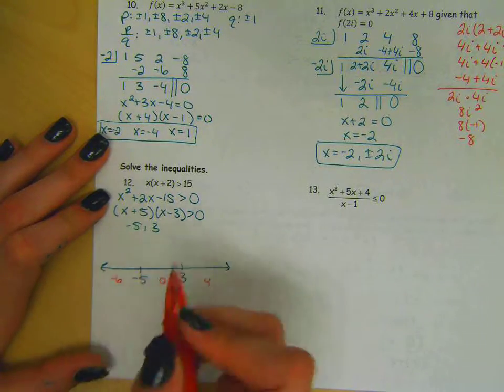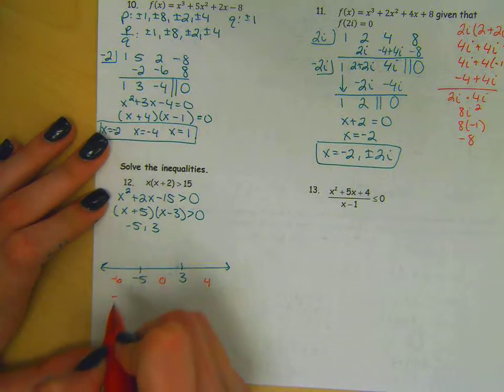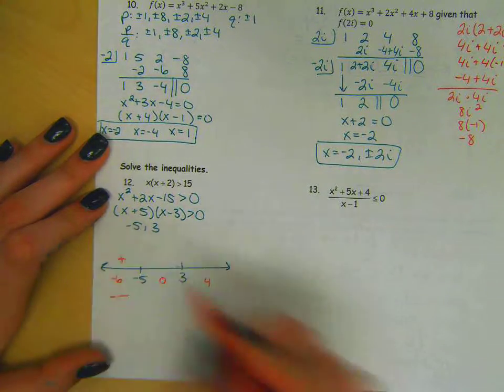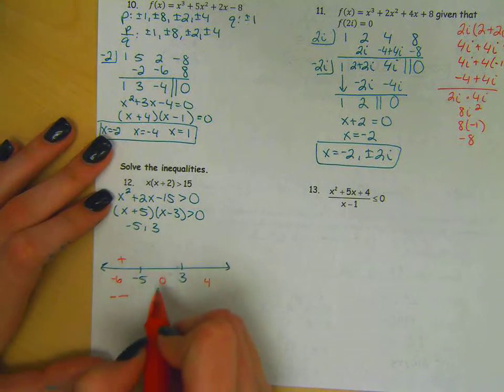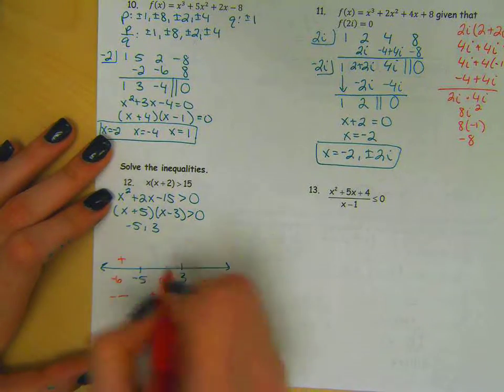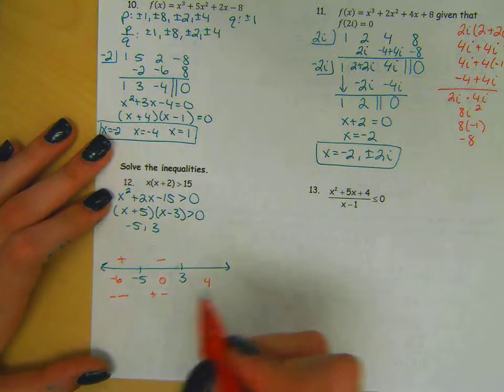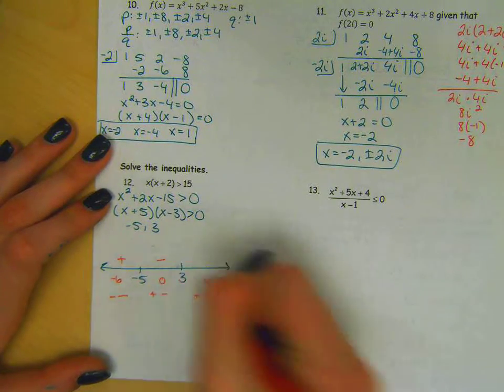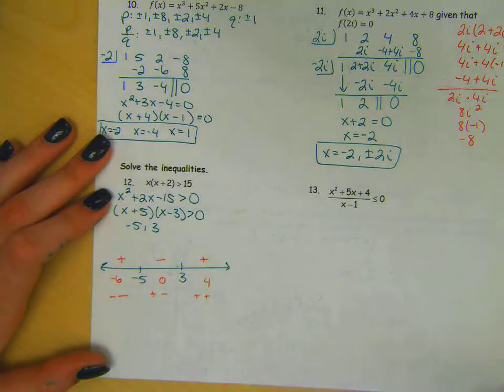So negative 6 plus 5 is negative. Negative 6 minus 3 is negative. Well, a negative times a negative results in a positive. 0 plus 5 is positive. 0 minus 3 is negative. A positive times a negative is negative. Plugging in 4, 4 plus 5 is positive. 4 minus 3 is positive. A positive times a positive is a positive.